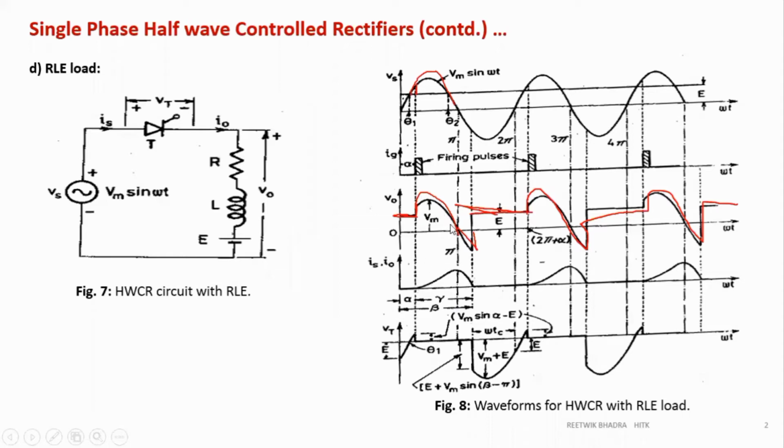Then what is happening during the positive cycle? In this part, alpha to pi, the inductor is charging, so the current is exponentially rising. During pi to beta, if you think this point is beta, what is happening? The inductor is discharging, so the current is decreasing. And during this point, what is happening? There is a voltage E over here.